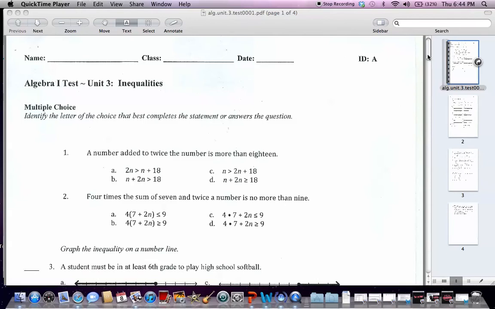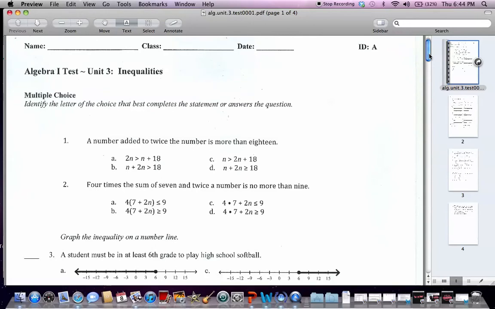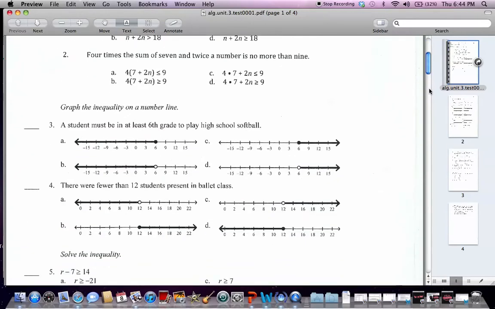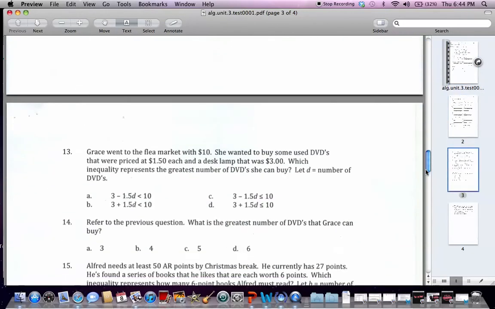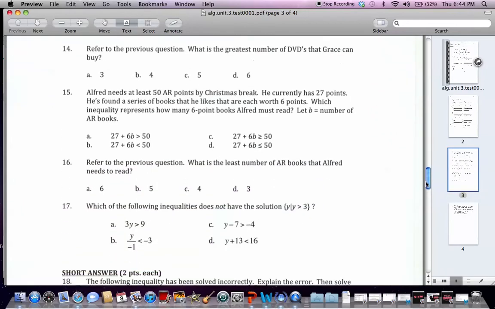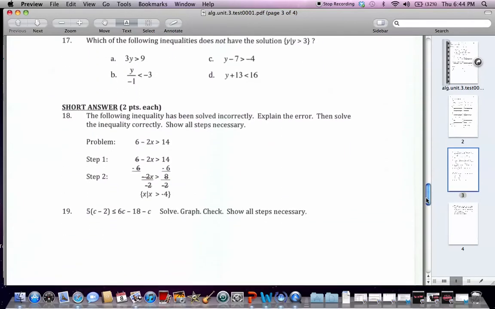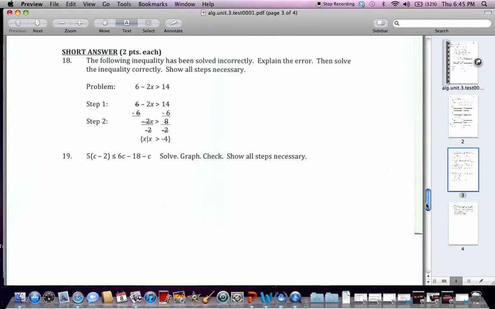This is November the 9th, 2012, and we are taking our Algebra 1 test, Unit 3 over inequalities. And we're going to do this in parts. So the first part of the test we're taking is actually we're going to do the short answer and open response questions, okay? So I'm going to scroll down here to those questions. And we're going to start with the short answer.